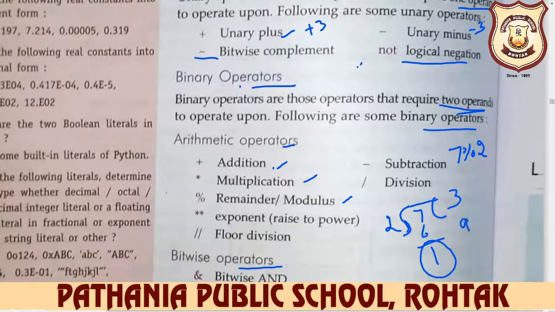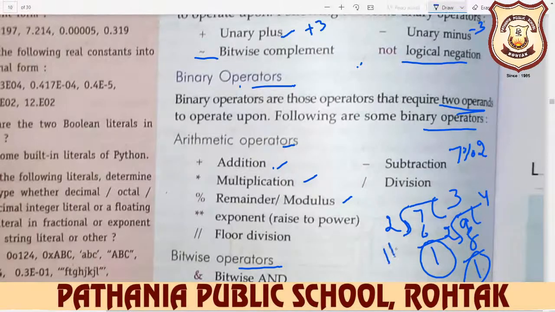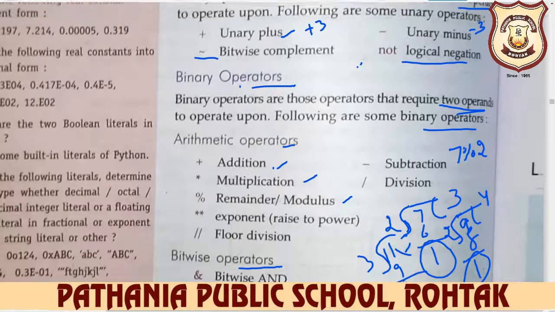When you divide 9 by 2, 2 fours are 8, remainder 1. So your answer is 1. But when we divide 11 by 3, 3 threes are 9. Now the remainder is 2. So your answer is 2.